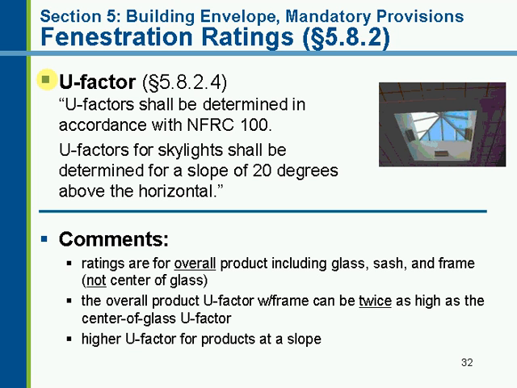A couple of points worth noting. These ratings, and the criterion in standard 90.1, are for the overall product. So this includes glass, sash, and frame. This is not the center of the glass. So make sure when you're looking for ratings that you're looking at the overall product.